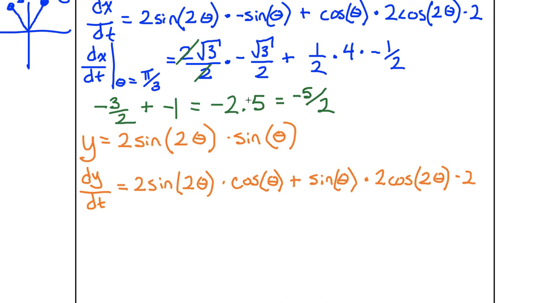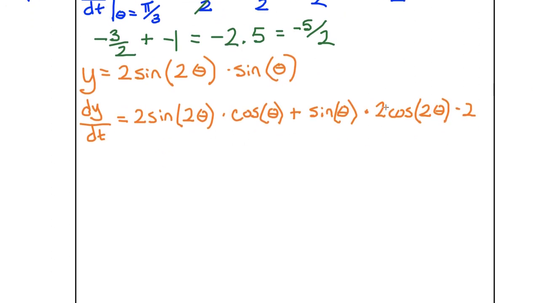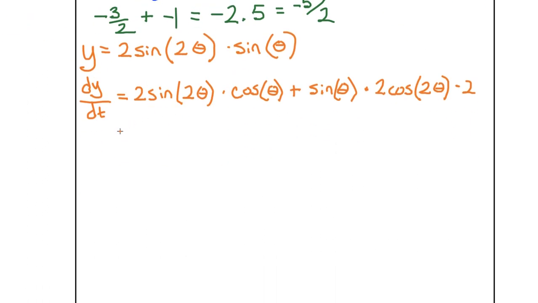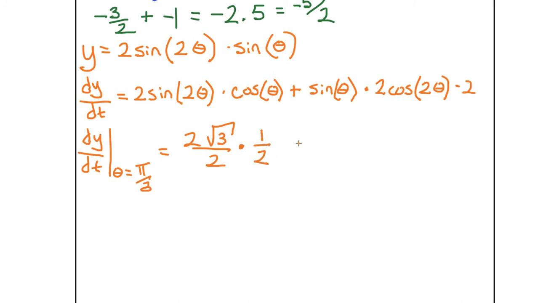So we have to do the same work down here. Luckily, this is kind of repeating myself now. So 2 sine of 2 theta, that's sine of 2 pi over 3. 2 pi over 3 is up here, and sine is going to be square root of 3 over 2. So I'll write this down: dy dt, when I plug in theta equal to pi over 3, is equal to 2 square root of 3 over 2. That was this part, times cosine of theta. Cosine of pi over 3 is 1/2, so times 1/2, plus sine of pi over 3, which is square root of 3 over 2.